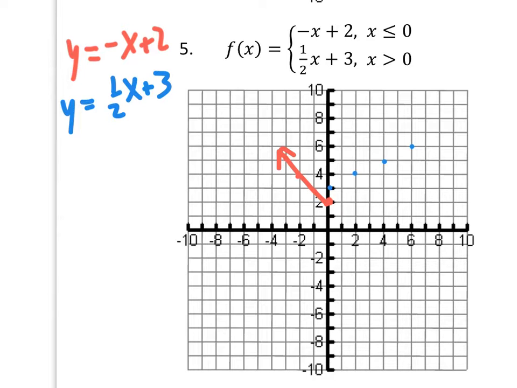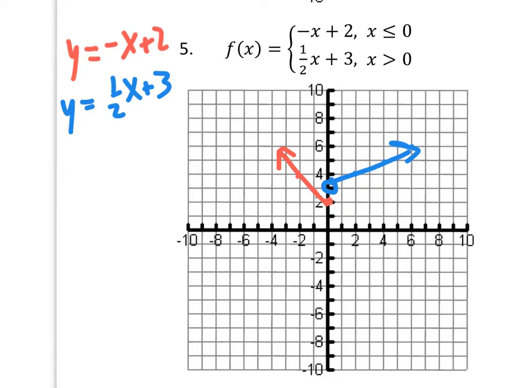Now, you could go backwards, but this domain says for this piece, x is greater than 0. The condition is that x has to be greater than 0. So you're going to put an open dot because it doesn't have an "or equal to." So I'm going to erase this dot and put an open dot right here and draw my line. And ladies and gentlemen, we have graphed our piecewise function.